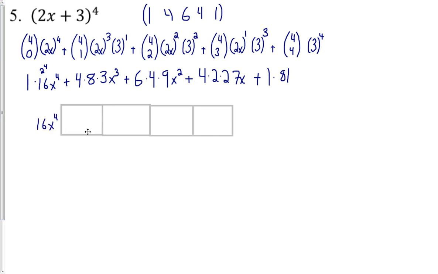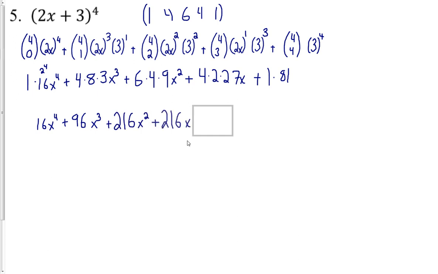16x to the 4th plus 96x cubed plus 216x squared plus 216x, yep, because these happen to match as the 6 goes down and the 3 increases. Divide by 2, this times 3, cancels out what the 6 did there. We got 81, and that is that one.